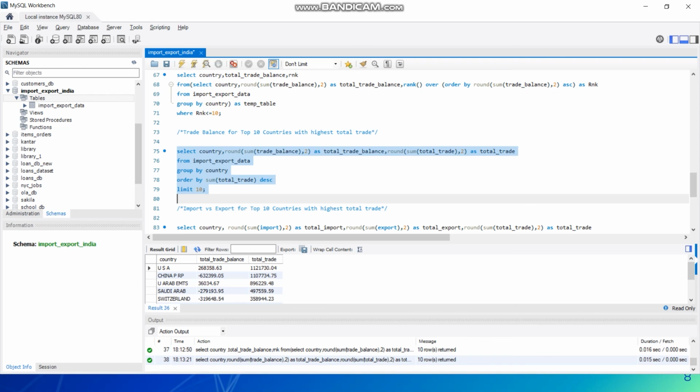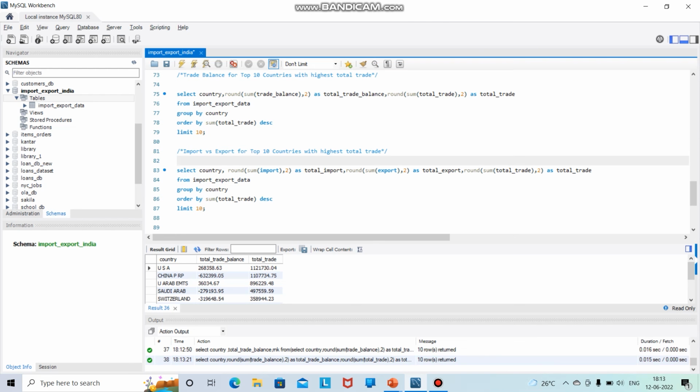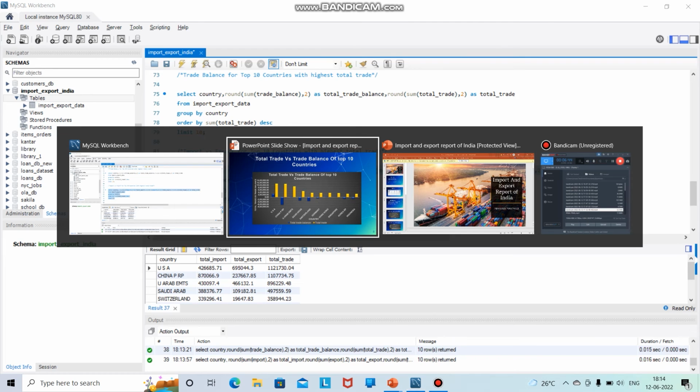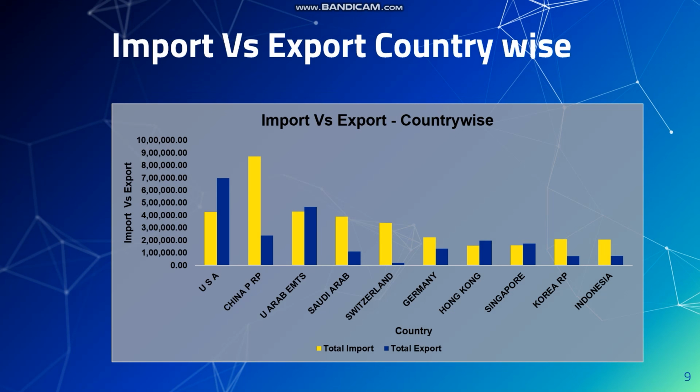The next objective was to find out import versus export of the top 10 countries with highest total trade. Again, when I run this query, I get the top 10 countries which compares its total imports and total export based on its total trade. If I want to see it visually, this is a graph of import versus export country wise, wherein in case of USA, import from USA to India is less, whereas export to USA is more. On the other hand, if you look at China, import from China to India is more as compared to export to China. So these were a few of the insights that we understand from the data using SQL.